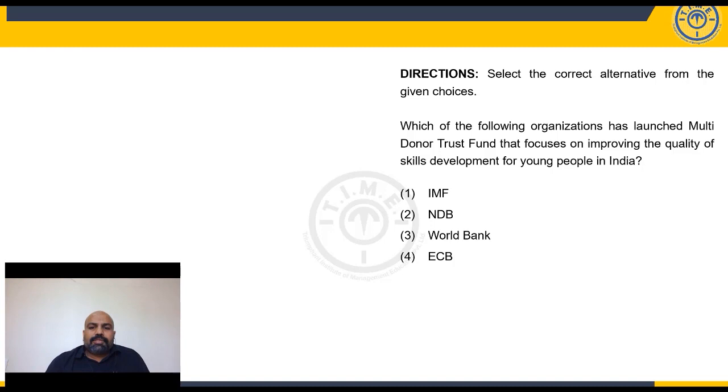Choice 4, ECB, European Central Bank. Head office, Frankfurt, Germany. You have heard of the word Frankie, vegetable Frankie, chicken Frankie and all that. Remember, the word Frankie comes from the word Frankfurt. The head is called Christine Lagarde, L-A-G-A-R-D-E. She's from France.